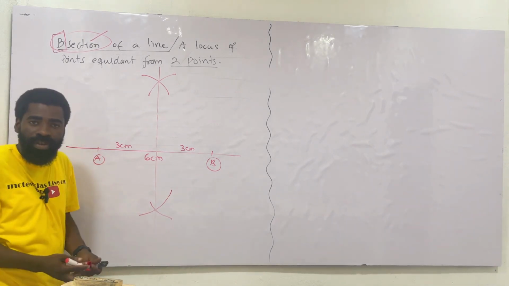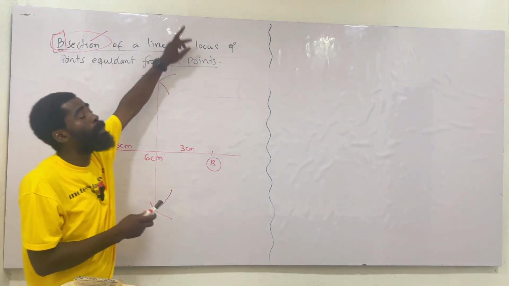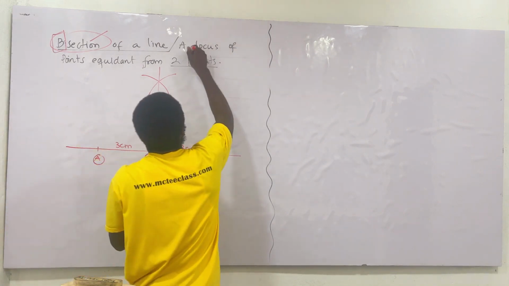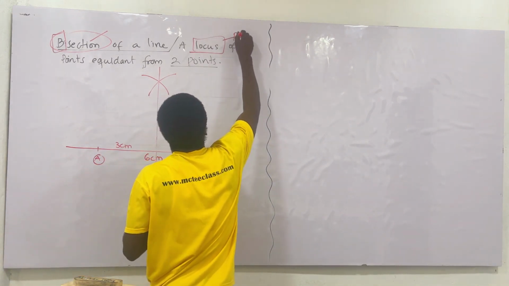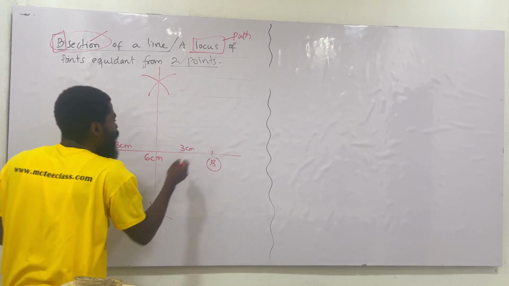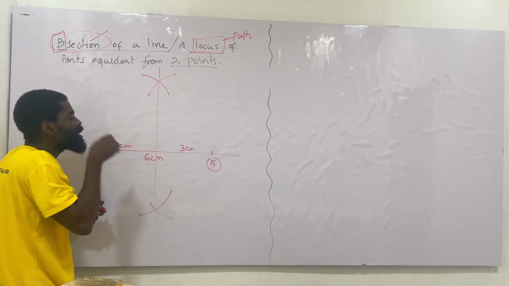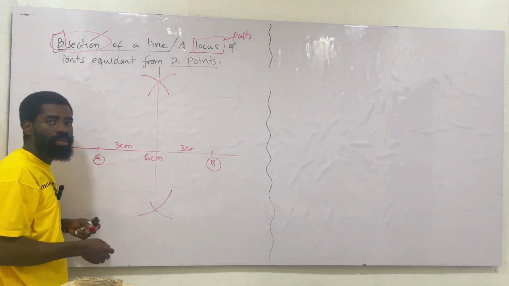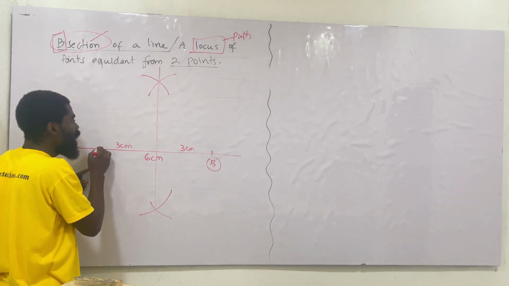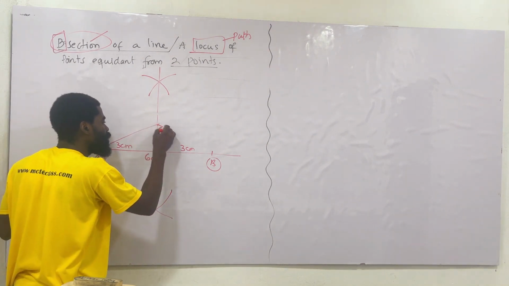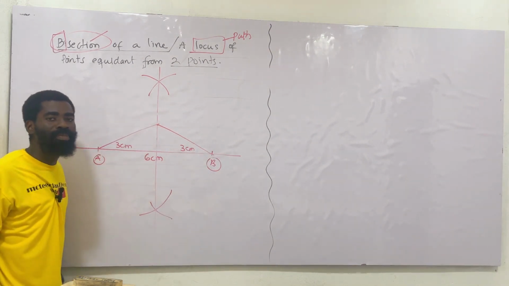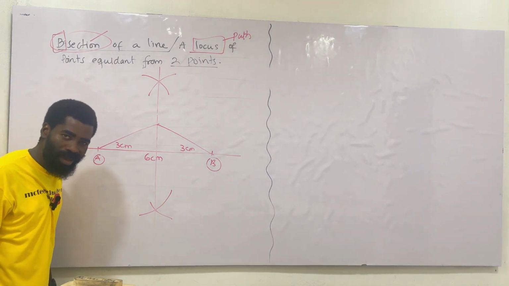How is this the locus? Remember, I said locus is a path. So if I say find a path, a way, such that when I move from A to that path, the same distance is obtained when I move from B to that path. What that means is that when I stand here and move to this section, and from this section to B, it should give me the same distance. That means locus. I get the point I'm making here.